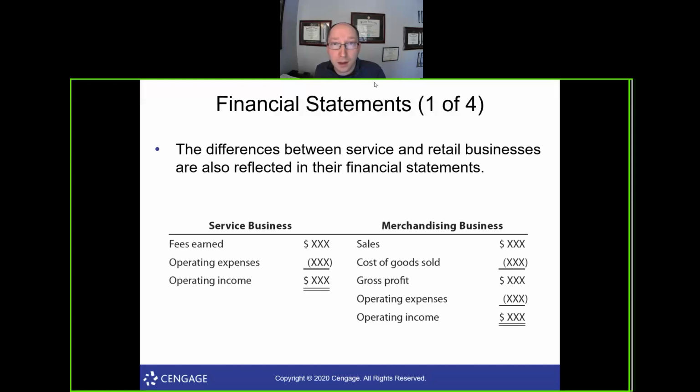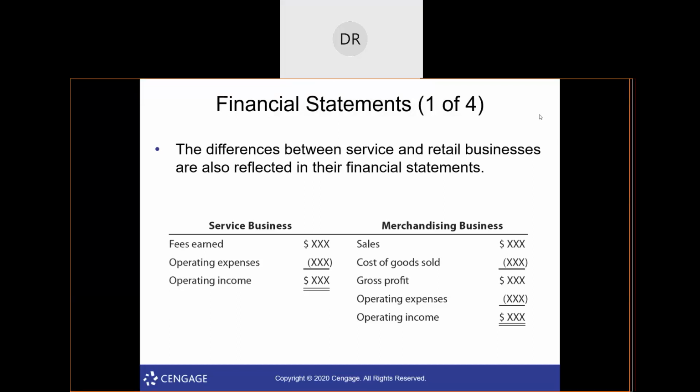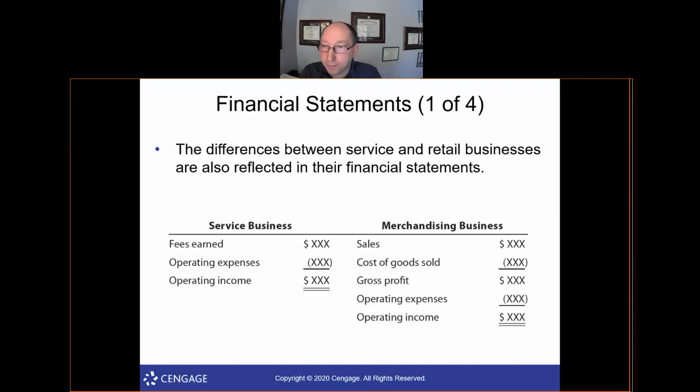Hey, Professor. I had a question. So the cost of goods sold, that's basically like how much the retailer spent on that product. Yes, David, that's correct. Great question. That's how much they bought it at wholesale, basically. And that's typically the way most businesses operate.